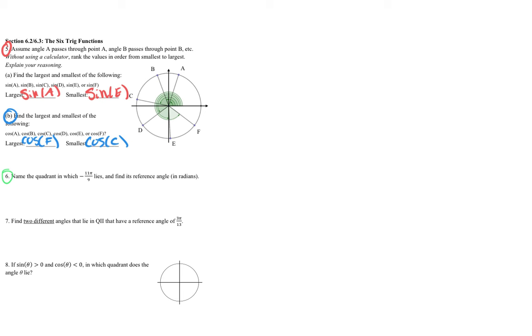Okay, so it's asking us to name the quadrant in which negative 11 pi over 9 lies, and then find its reference angle. First, to find the quadrant, we need to find the coterminal angle, which, remember from earlier, we're going to have negative 11 pi over 9, and we're going to add 2 pi, and then remember we have to multiply by 9 over 9, so we can add these fractions. Putting this into our calculator, we end up getting 7 pi over 9.